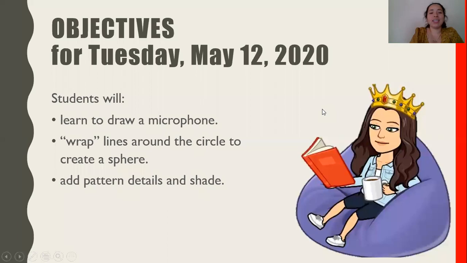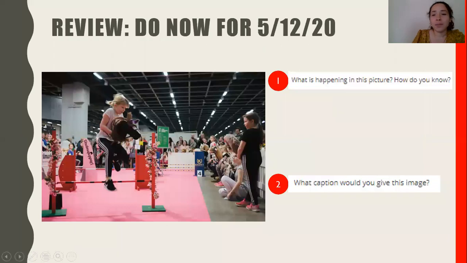All right, so today's objectives are we're gonna learn to draw a microphone, and then we're gonna wrap lines around the circle to create a sphere and add pattern details and shade. But before we do that, we're gonna look at this one, and I thought that this picture was very interesting. If we look at this picture, what do you think is happening and how do you know?